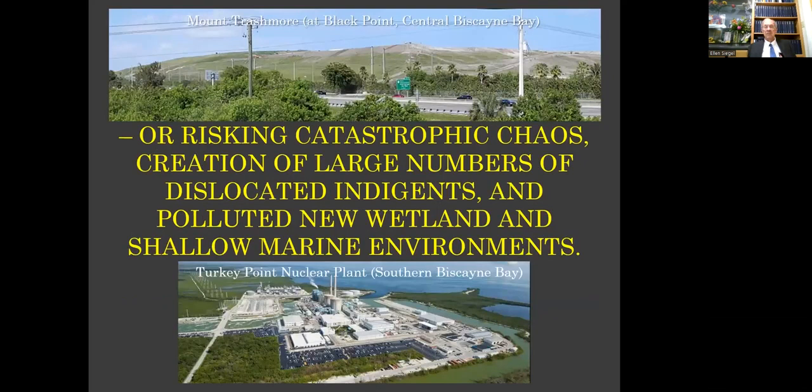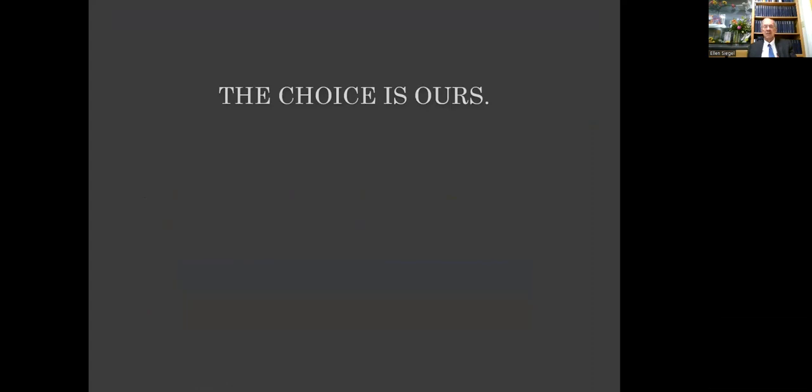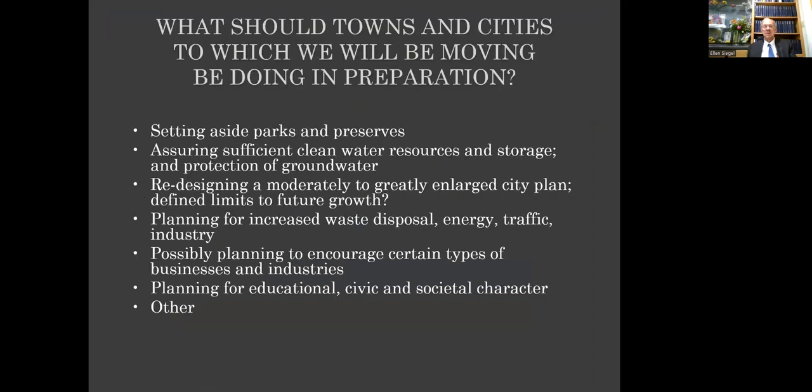Or we can risk catastrophic chaos, creation of huge numbers of dislocated indigents. Read about the Dust Bowl if you don't remember what happens to dislocated indigents. And something we rarely talk about: polluted new wetlands and shallow marine environments. We have all kinds of dumps along the coast and in low-lying floodplains that are becoming increasingly affected. And it is very critical to do something with these so we don't leave behind for us and our kids and our grandkids and so on a highly polluted new shallow marine environment. The choice is very much ours. Thank you.